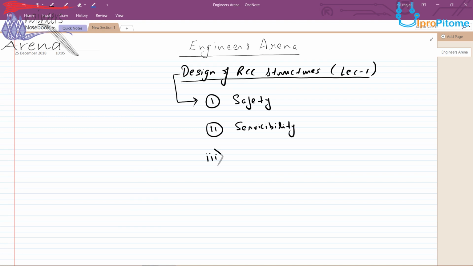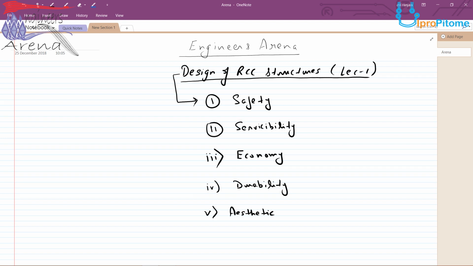The third one is economy. We want our structure to be more economical. The fourth one is durability, and the fifth is aesthetic. Aesthetic basically means how it looks from outside. So by taking one example, I'm explaining all these things to you.